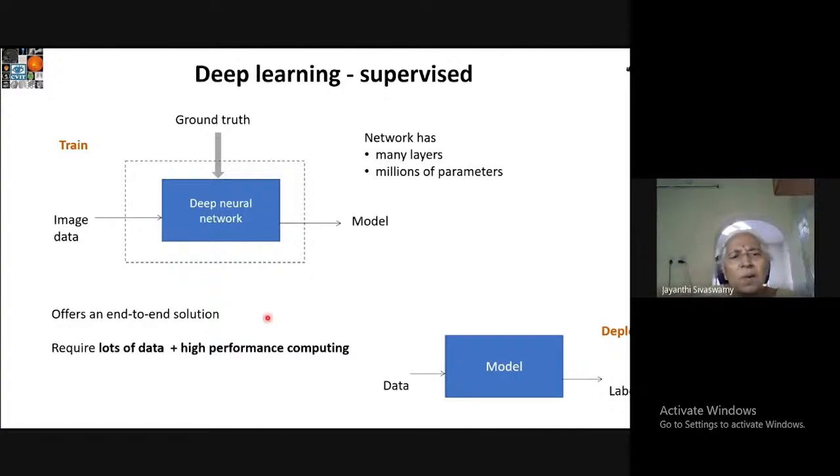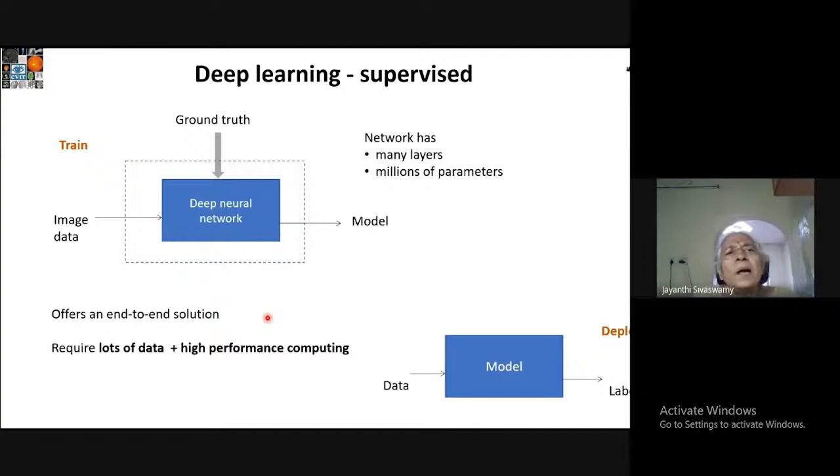So I just do training with lots of data, and once the training is over, I get my task solved, such as the label. So this requires, as I already mentioned, lots of data because of too many parameters. And if I have to go through training so much data, then I also need high performance computing. So let us look at key medical image analysis problems which have been addressed using deep learning.